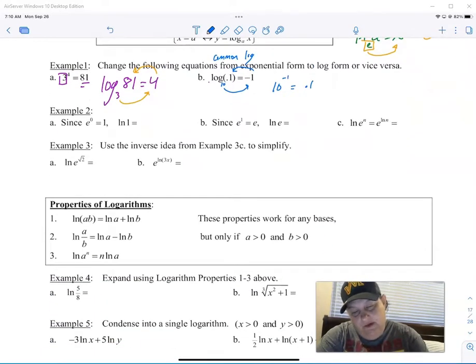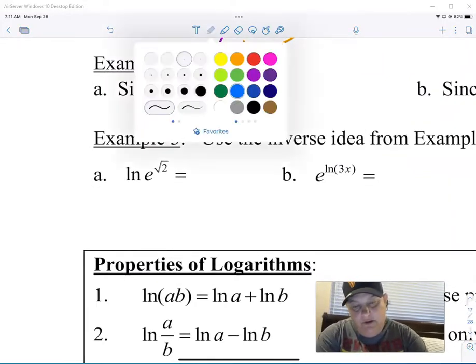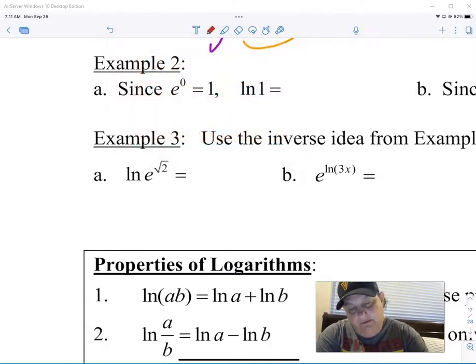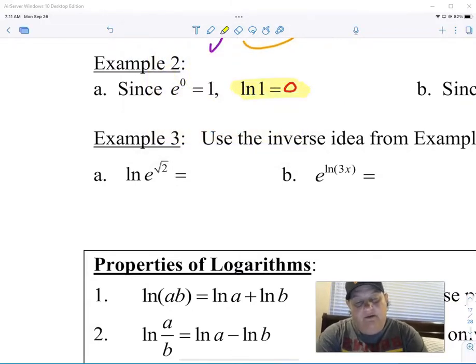Here are some log rules. Since e to the 0 is 1, we know that anything to the 0 is 1. Let's rewrite this. e to the 0 is 1, so ln of 1 is 0. This is our first big log rule. We got to remember that all the time. ln of 1 is 0.